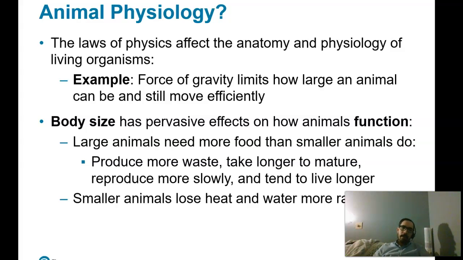You can also see that smaller animals lose heat and water more rapidly, so they're more susceptible to things like dehydration or freezing. Even animals of the same species can have these problems when you compare an adult to an infant. For humans, a baby is more susceptible to losing heat than an adult, right? And that all has to do with surface area to volume ratio.